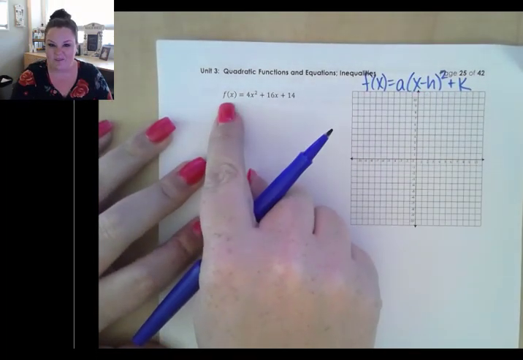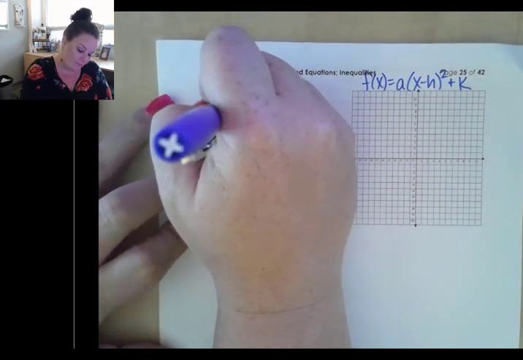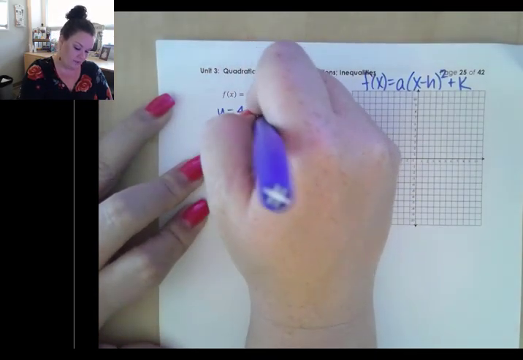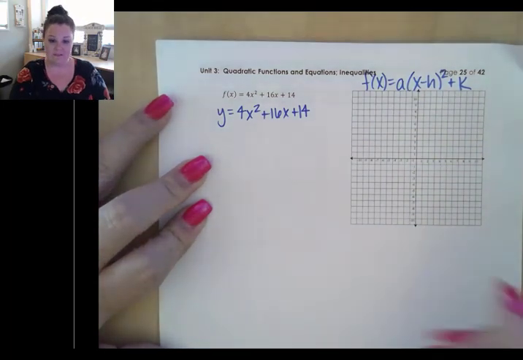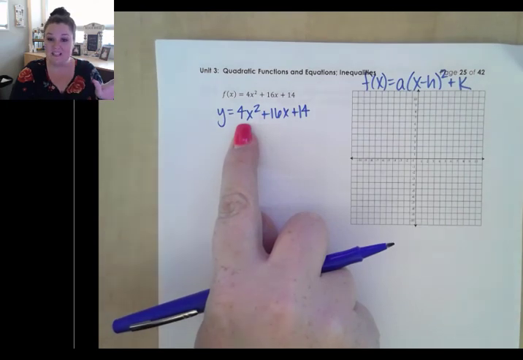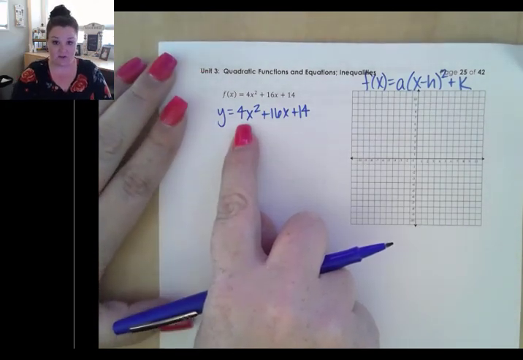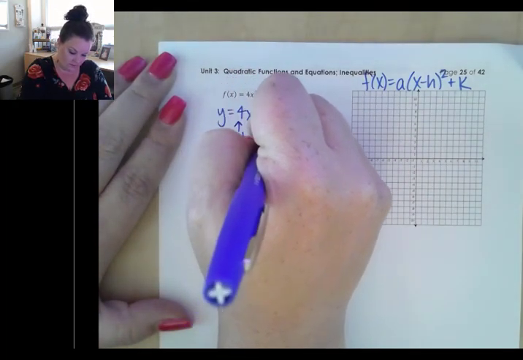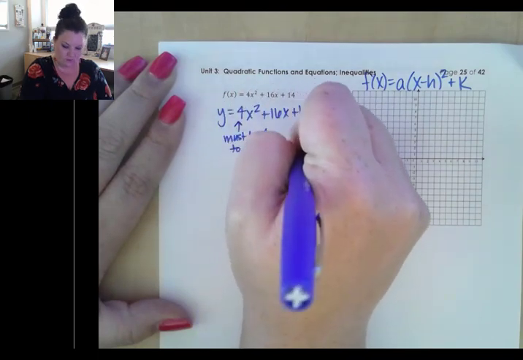So in order to get it into this form, we have to use completing the square. And we don't like to have it in function notation when we're completing the square. So let's go ahead and take that f of x out and write it with a y. So y is equal to 4x squared plus 16x plus 14. And then we have to make sure our leading coefficient is a 1, because completing the square does not work if your leading coefficient is anything other than 1. Must be 1 to complete the square.